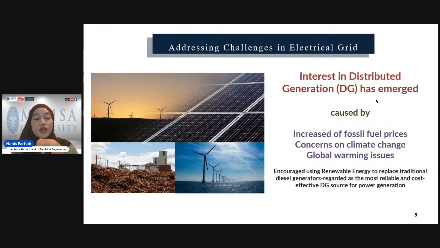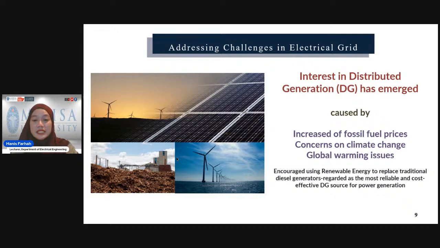The DG is an additional source that will be integrated into the system. We want to add another source rather than fully utilizing the generation side. We don't want to use 100% from the generation side, and that's why we want to invest in something, so we integrate the DG. The DG is an additional source, and we can see renewable energy here: the wind turbine, the PV, geothermal, and hydropower are some examples of distributed generation.